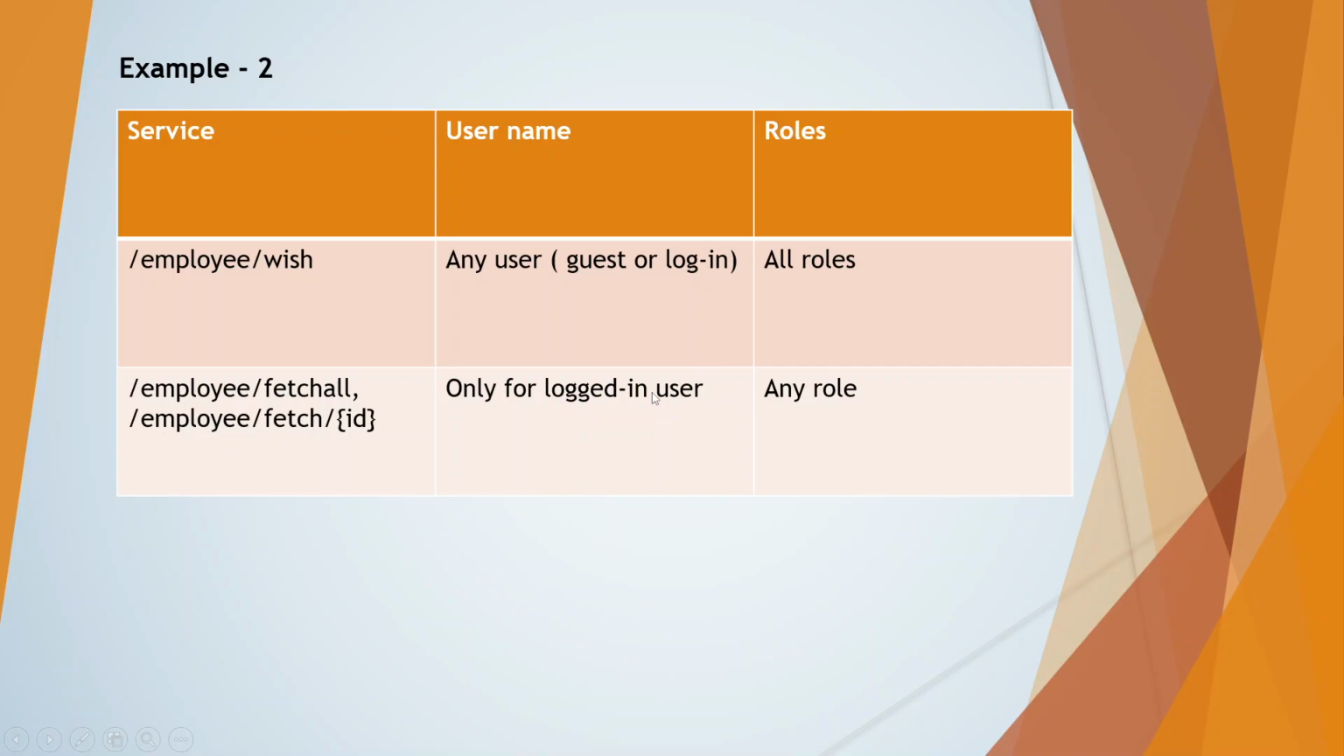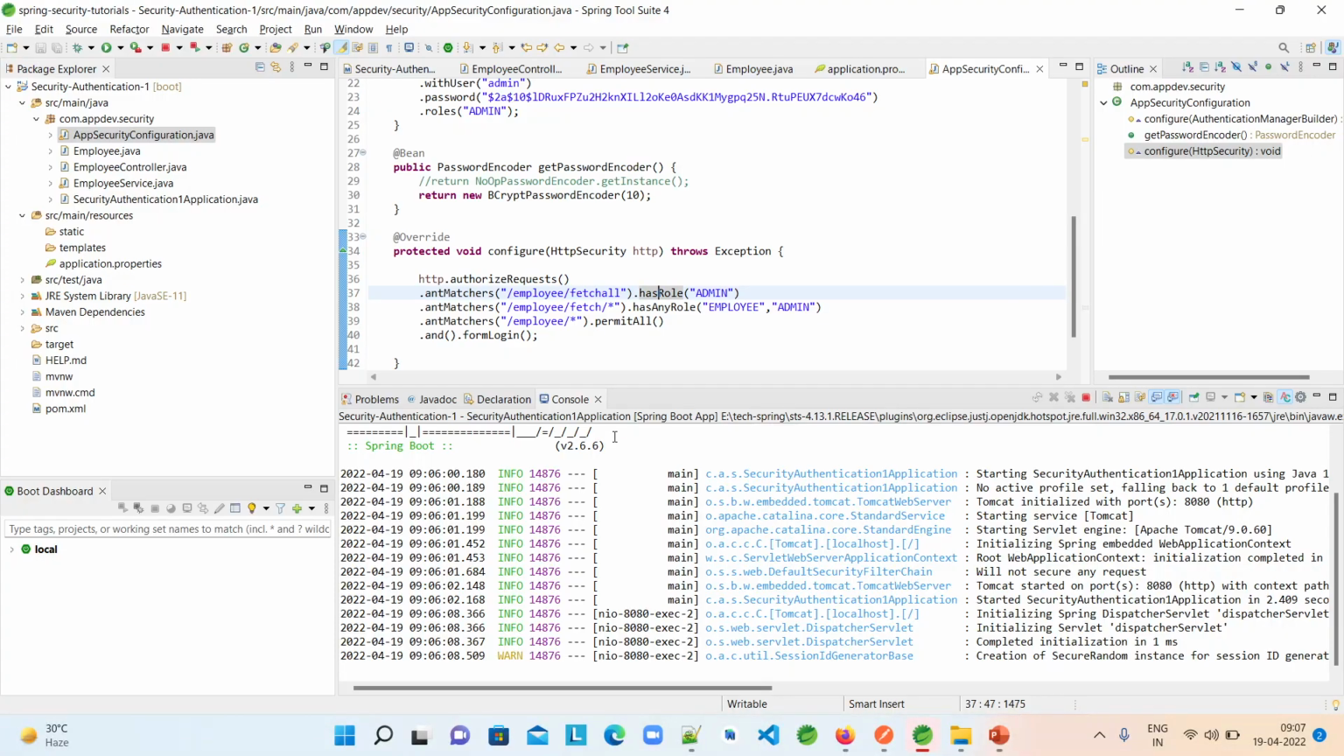If the user is not logged in, it should not be available. For the guest users or the logged in users, only the wish service should be available. Only for the logged in users, the fetch all and fetch by id should be available. Irrespective of the user type, whether it is an employee user or an admin user, for any role, it should be available. Okay, that is the example which we are going to do now. Let's see it now.